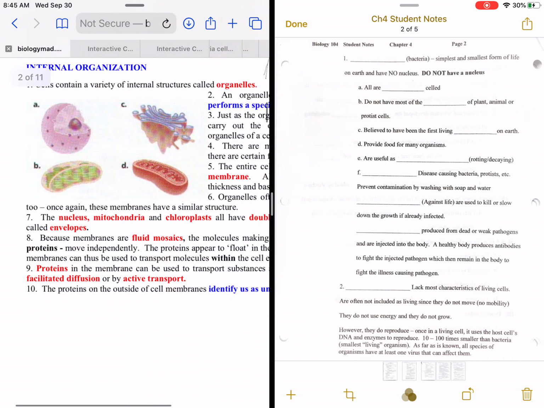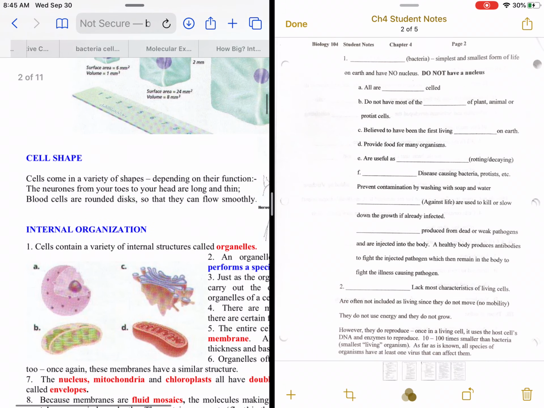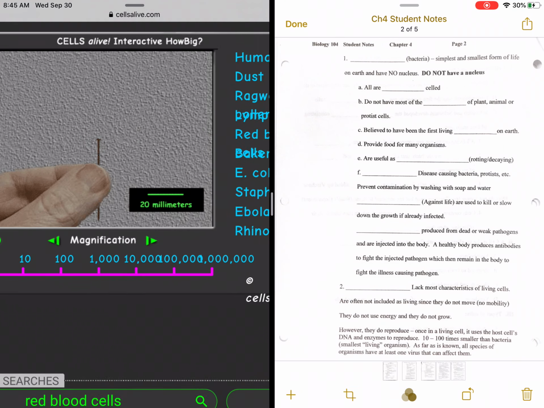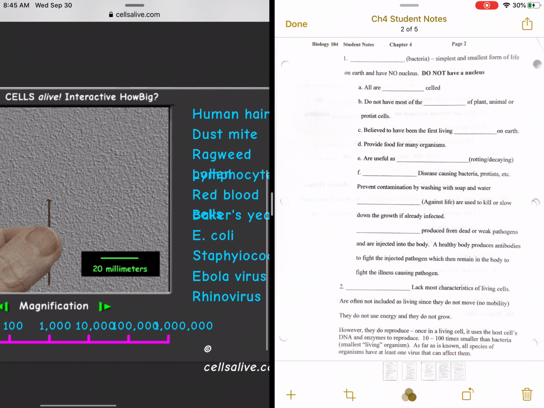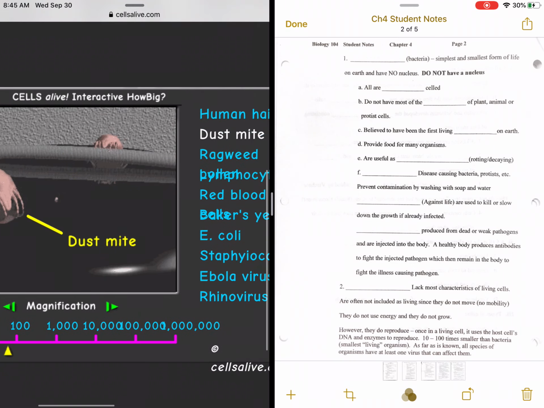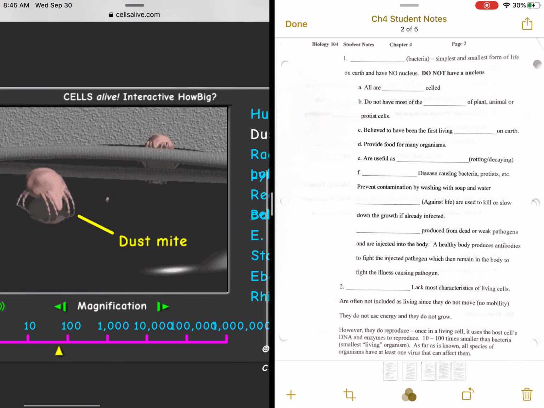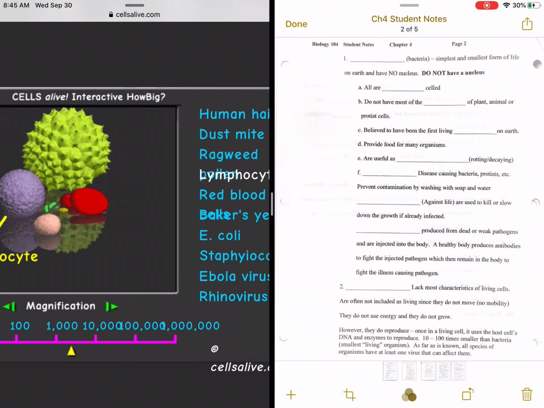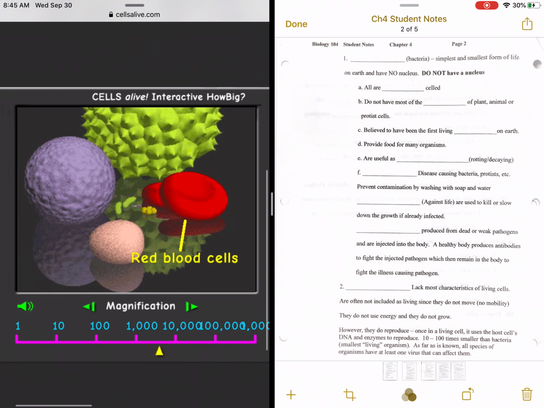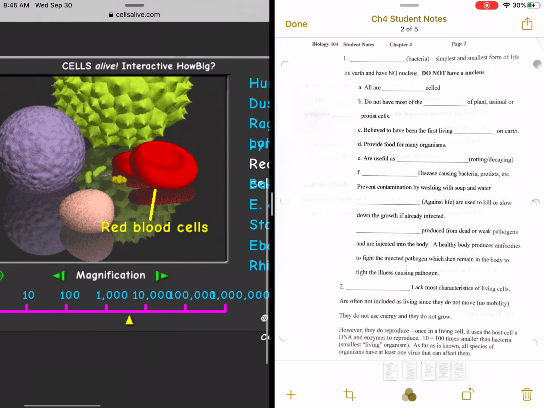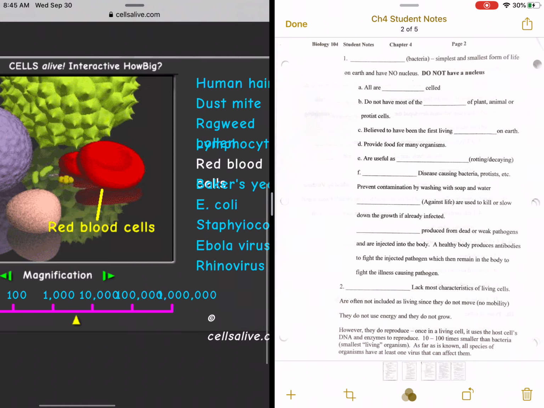And I've got a little site up here at the top that shows you how big stuff is. This is on Cells Alive. You can go to it. So this is a nail that they're looking at, and it's 20 millimeters. A human hair is much smaller than that. And then you've got a dust mite, which is here on the magnification scale. You've got pollen and a lymphocyte, which is their white blood cells. You've got red blood cells, which are even smaller. If you look down at the bottom, it tells you your magnification. This is now magnified by probably 5,000 to be this big.